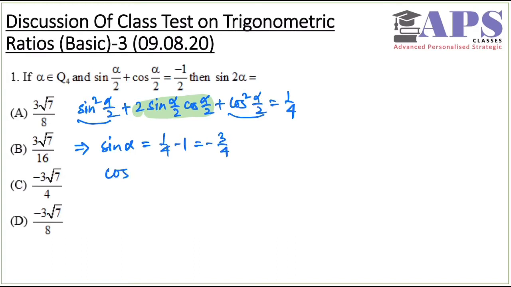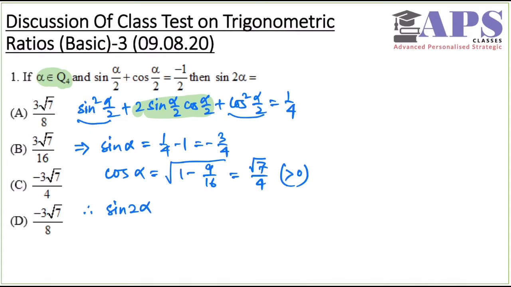and hence our cos alpha is equal to root under 1 minus 9 by 16, which is root 7 by 4. And I am taking cos alpha as positive because alpha belongs to the fourth quadrant. Otherwise I would have taken negative. So therefore our sine 2 alpha, now by the multiple angle formula, is 2 sine alpha cos alpha, that is 2 into minus 3 by 4 into root 7 by 4, which gives minus 3 root 7 by 8. So it matches with option D perfectly.